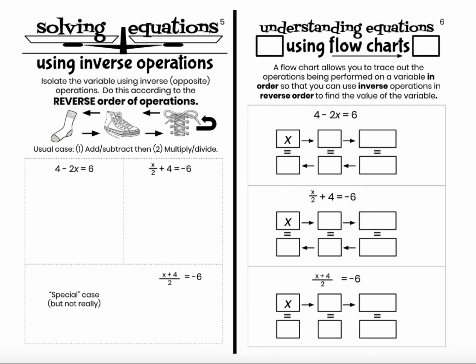On page 5 and 6 of our Unit 1 notes, we look at using flow charts to help us understand equations that are unusual or that are the source of common mistakes. For example, if we look at this first equation, 4 minus 2x equals 6, generally in a two-step equation, when there is subtraction, we would add our constant, so we would add 4 to both sides. And that would not be the correct move here, because if we added 4 to both sides, we would end up with 8 minus 2x equals 10, which would not help us out.